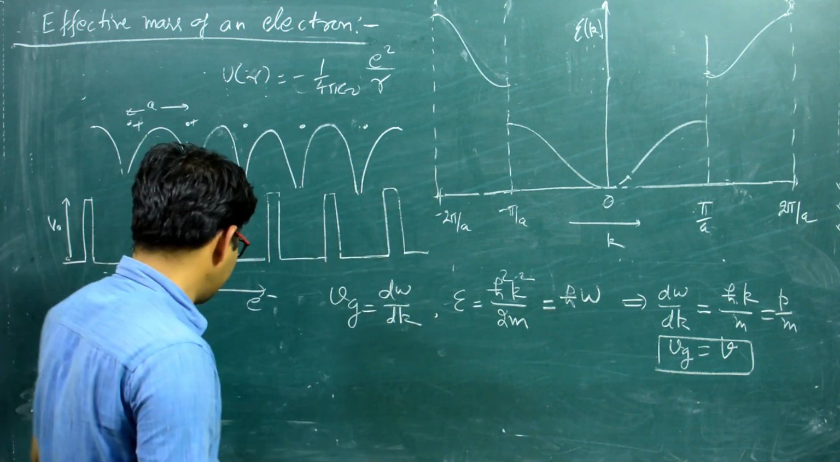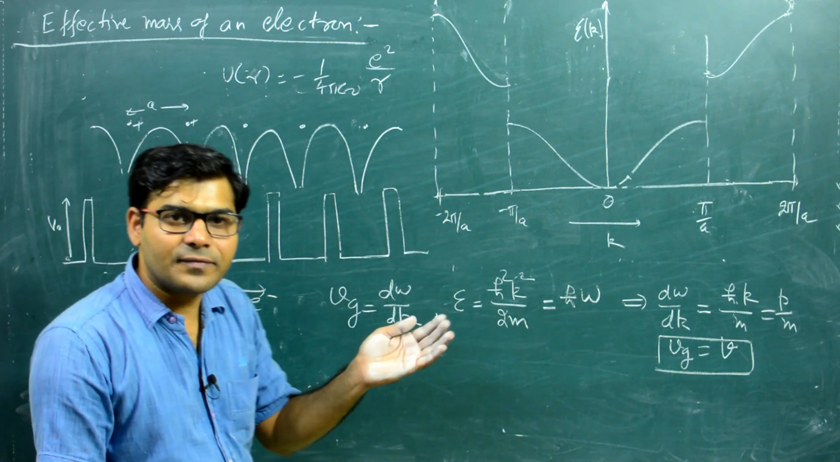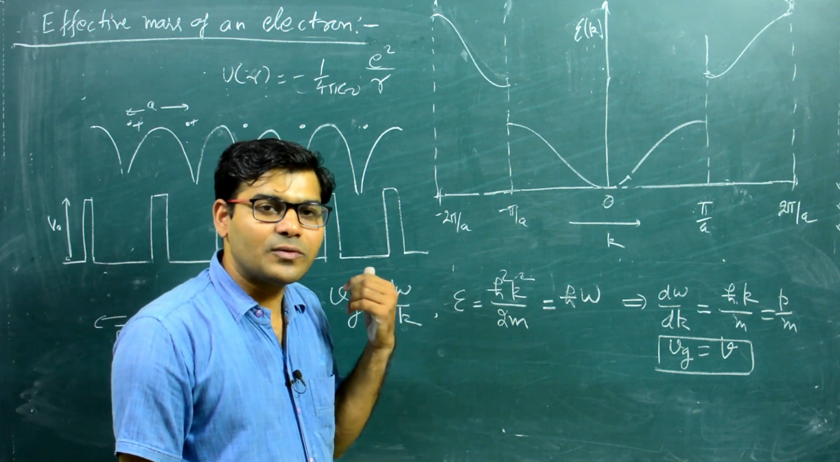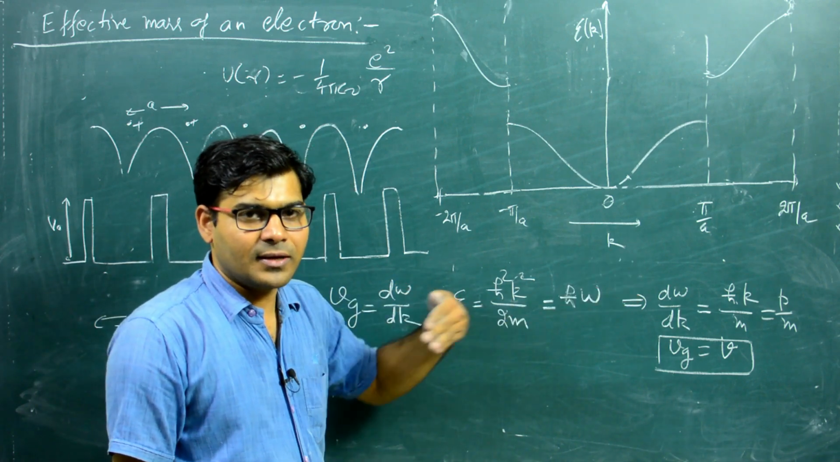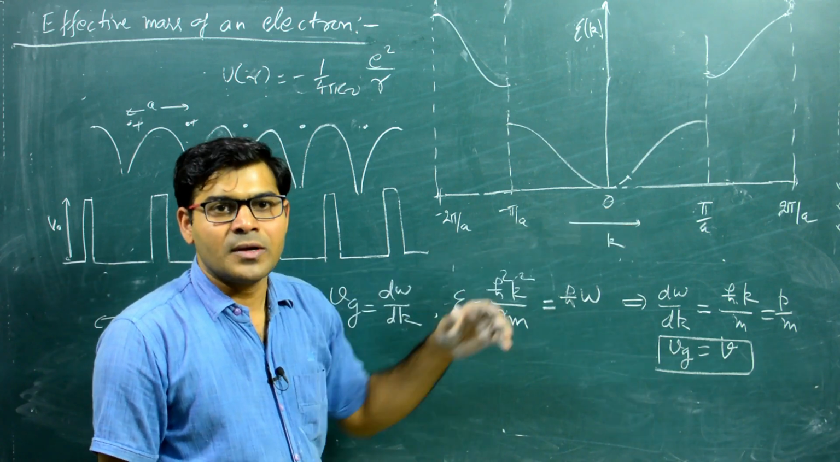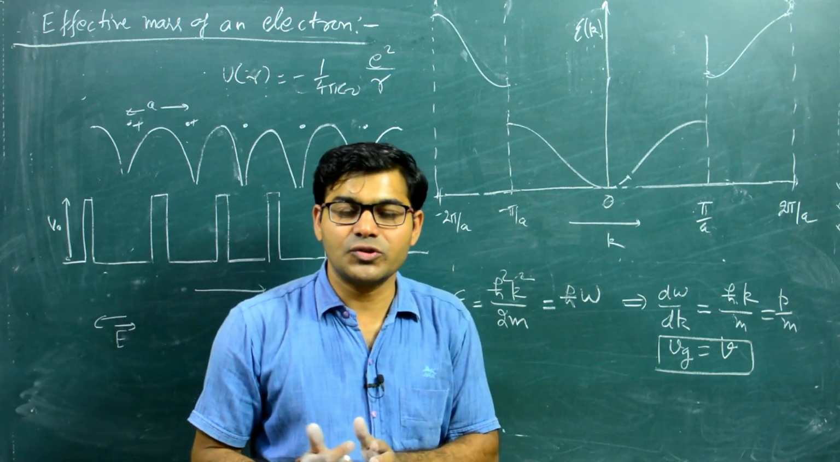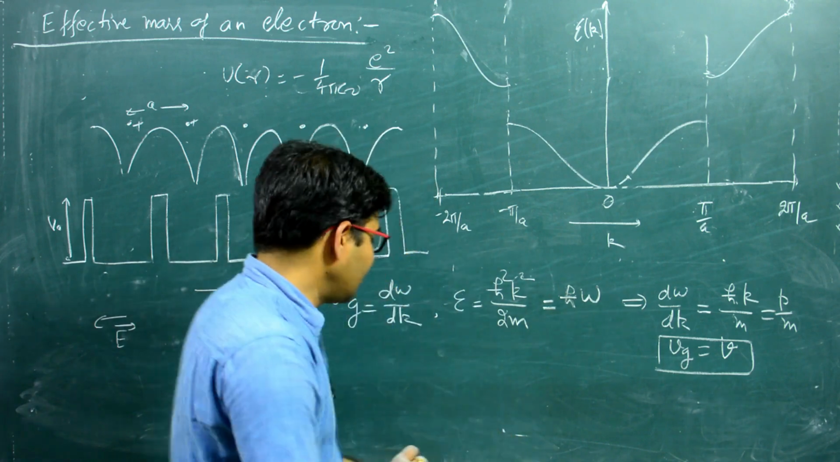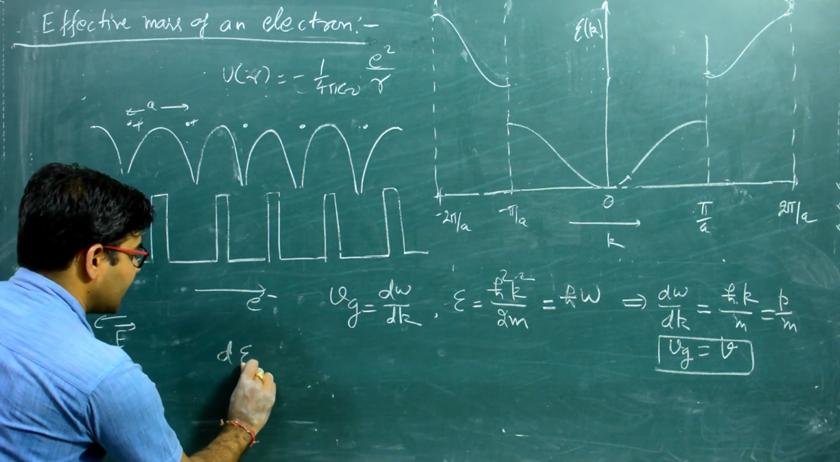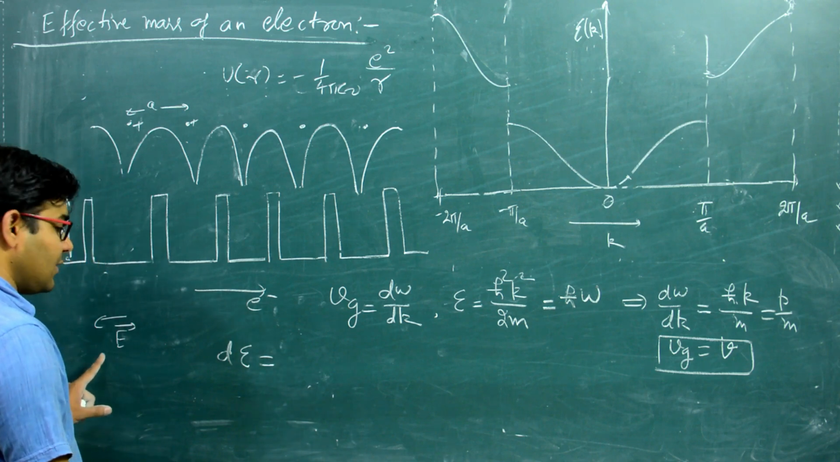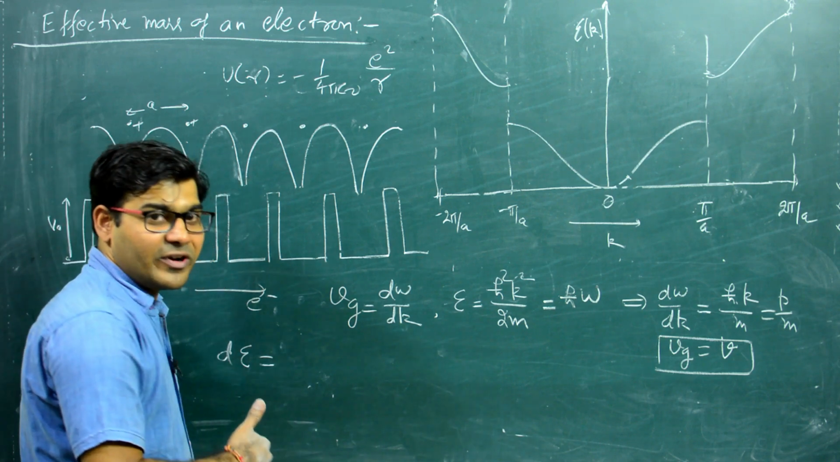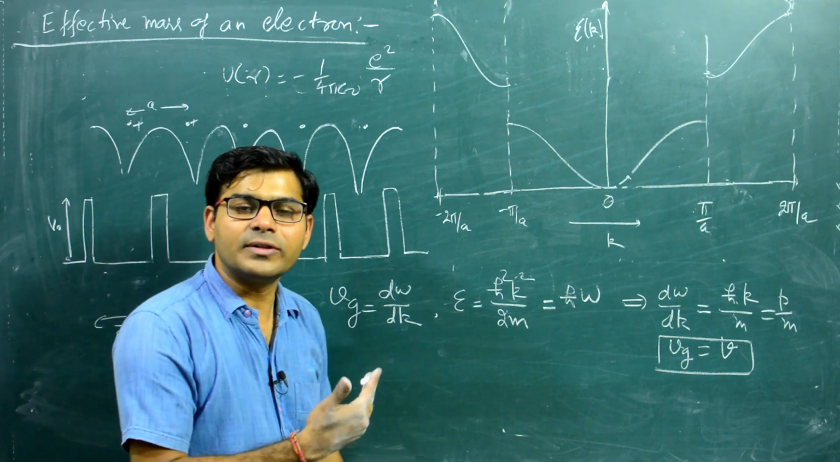The second case is, now since we have applied the external electric field in this direction, it will try to accelerate the electron in this direction. So it will change its kinetic energy. The electron will gain kinetic energy due to the applied electric field. What is the change in the energy of the electron due to this applied electric field E? This is the work done by the field on the electron.